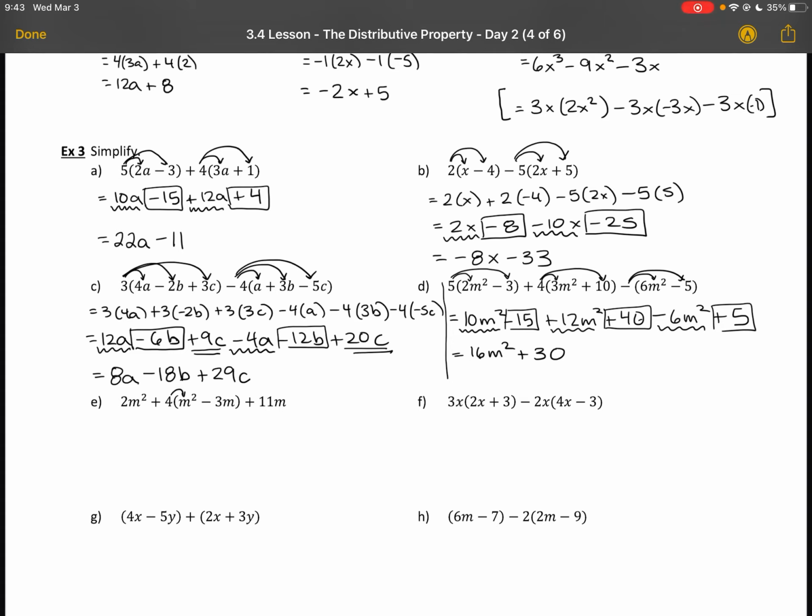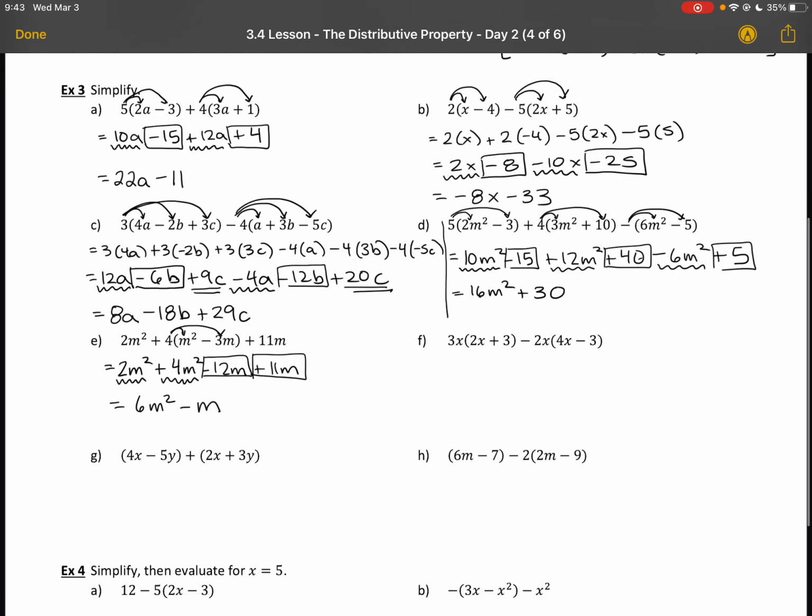Let's try another example. This one only has one set of brackets, so I can expand by applying that 4 to just those two terms that are inside the brackets. Once I've done that, I'm going to look and see if I have any like terms. I have 2m squared, 4m squared, and then I have minus 12m and plus 11m. I can simplify this to 6m squared minus m. Those terms are not like because their exponent is not the same, so I cannot combine them.